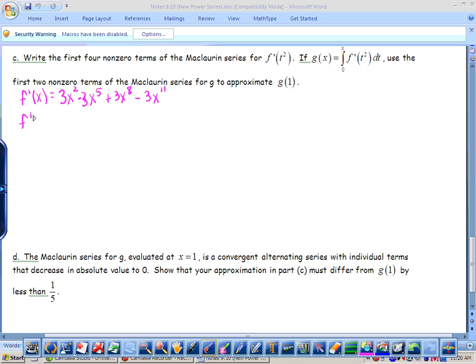So there's f prime of x, so f prime of t squared will be 3, and then t squared squared is t to the 4th, minus 3t to the 10th, t squared to the 5th would be t to the 10th, plus 3t squared to the 8th would be t to the 16th, minus 3t to the 22nd.